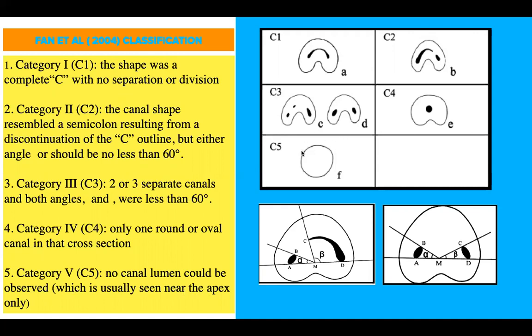So the one which looks like a C-shape when we do the access opening, most likely that is a C-shaped canal, but sometimes even though it doesn't look like a C-shaped canal, that doesn't mean the C-shaped canal does not exist. So this is very important to know. So note the alpha and beta angle. The one in which either of the two angles is more than 60 degrees is category 2, and in which both the alpha and beta are less than 60 degrees is category 3. So this can again come as an MCQ exam.